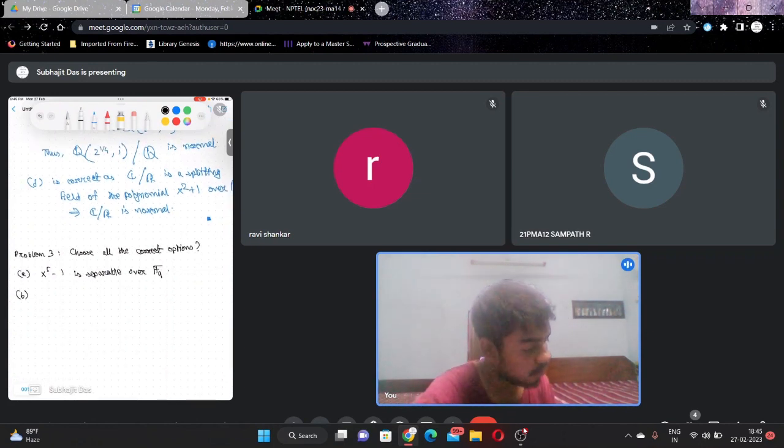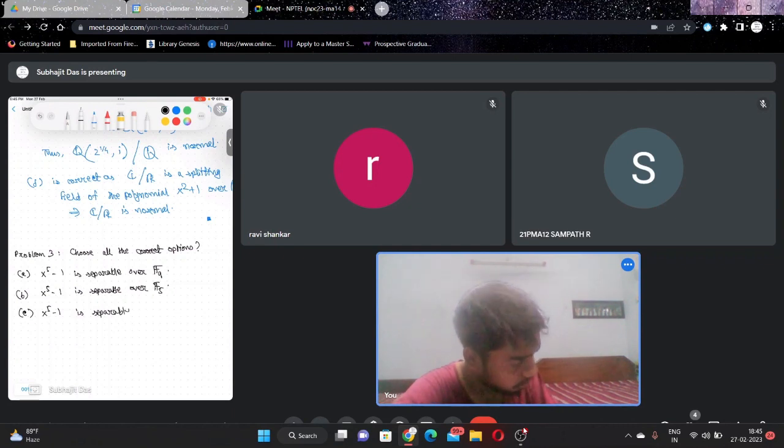So option B says x to the power 5 minus 1 is separable over F5. Option C says x to the power 5 minus 1 is separable over F25. And option D says x to the power 5 minus 1 is separable over Q. So what is a separable polynomial? Someone tell me.